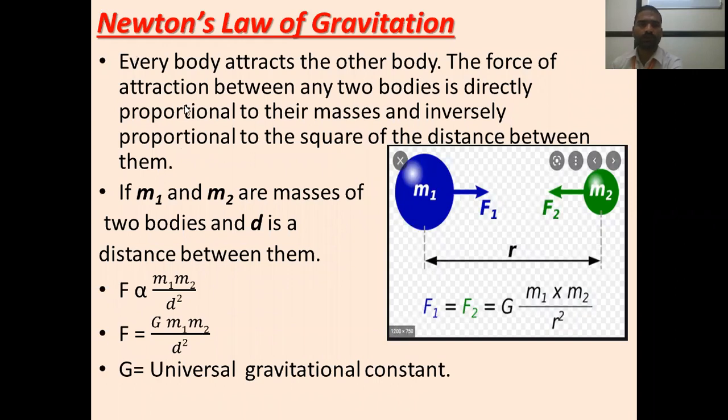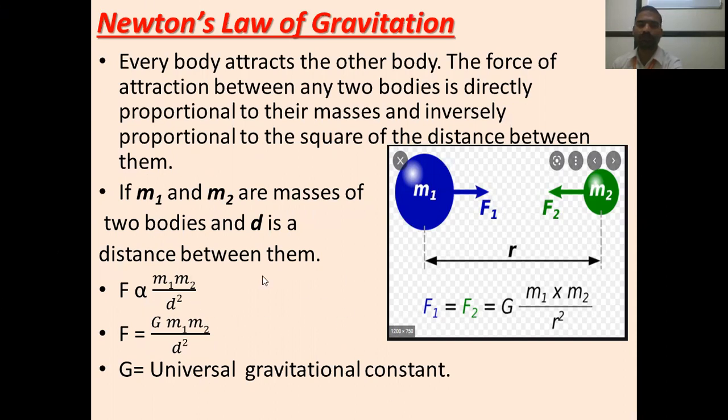This is important. Every body attracts the other body. That is Newton's law of gravitation. This is important from the examination point of view. The force of attraction between any two bodies is directly proportional to the product of their masses and inversely proportional to the square of the distance between them. M1 and M2 are the masses of the two bodies and D is the distance between them.